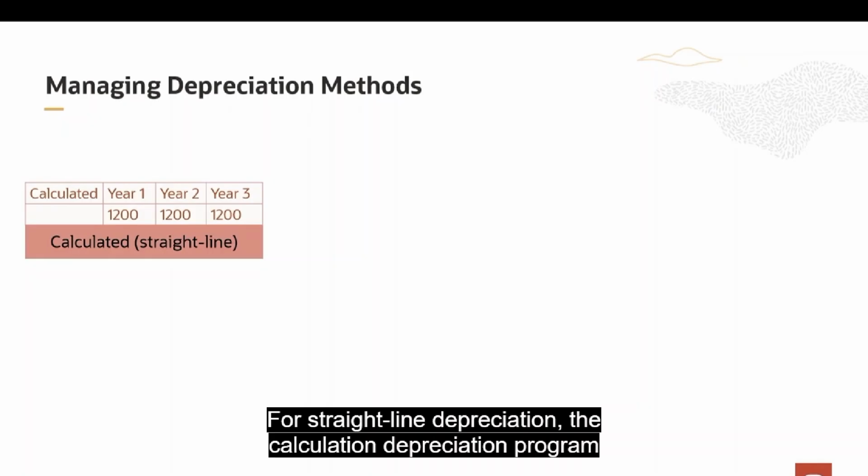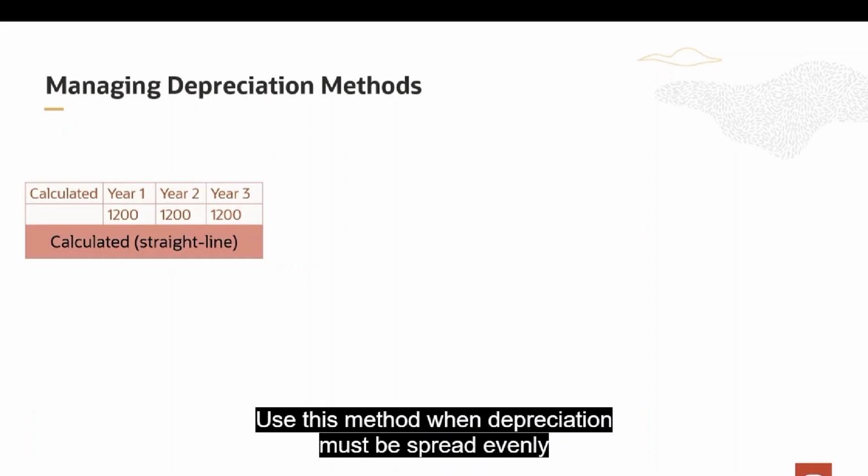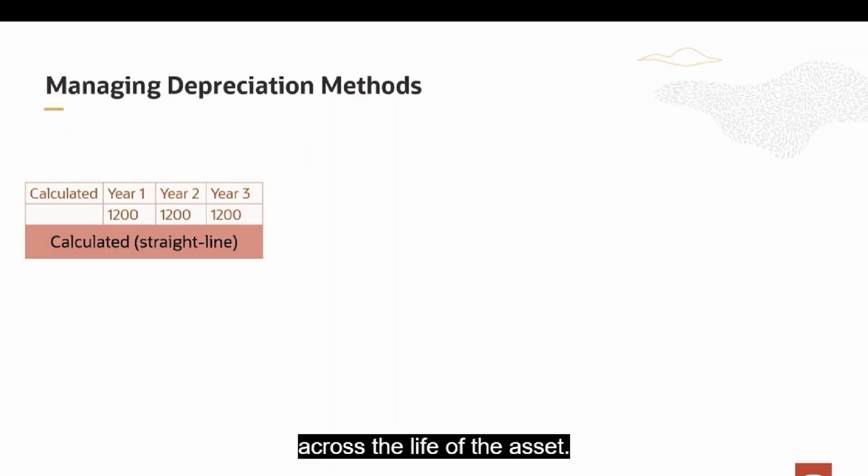For straight line depreciation, the calculate depreciation program calculates the annual rate by dividing the cost by the life in years. Use this method when depreciation must be spread evenly across the life of the asset.